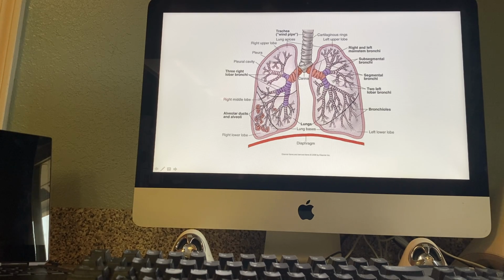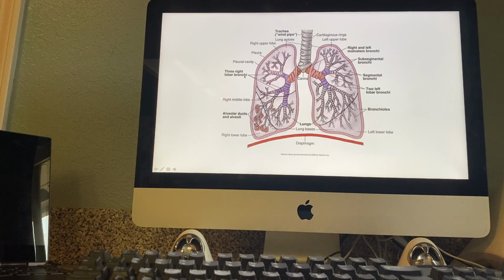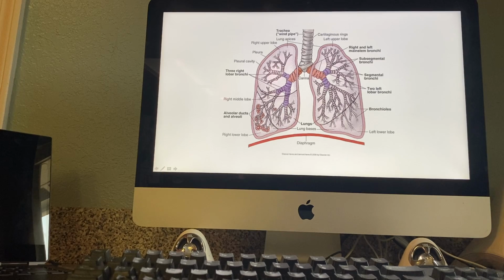So we have the trachea here, and then we have our right main stem bronchus, and our left main stem bronchus on the other side. The right main stem separates into 3 lobar bronchi. So we have the upper lobe, we have the middle lobe, and then we have the lower lobe.